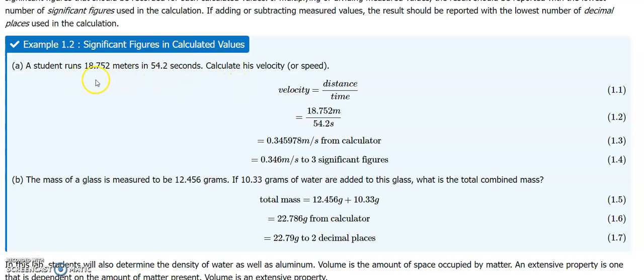Here is an example of significant figures in a calculated value. A student runs 18.752 meters in 54.2 seconds. Calculate its velocity or speed. What is the formula of velocity? The velocity is equal to distance divided by time. You have 18.752 meters divided by 54.2 seconds. This is the value in meters per second from the calculator, and this is the answer with 3 significant figures.